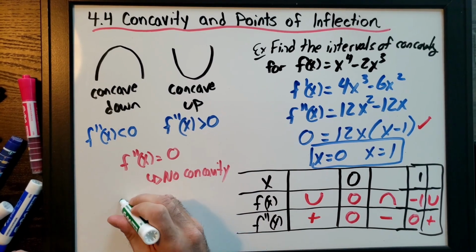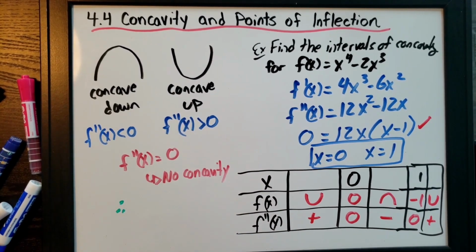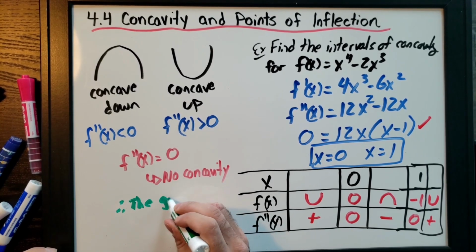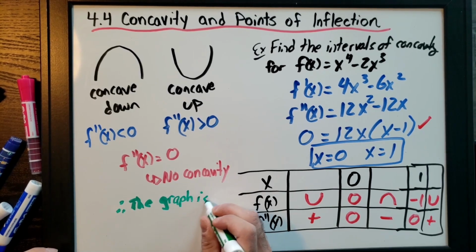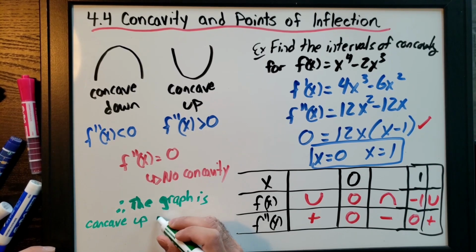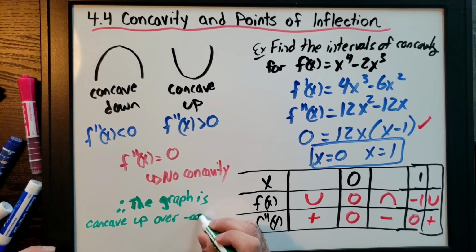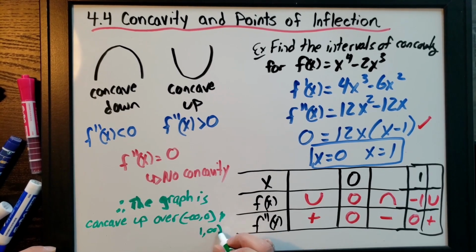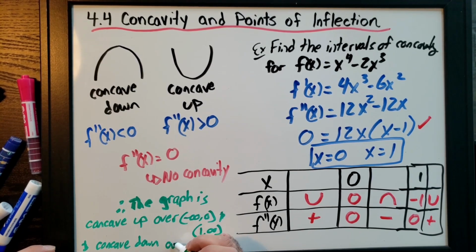Okay, so therefore, the graph is concave up over negative infinity to 0 and 1 to infinity, and concave down over 0 to 1. Okay, so I found the intervals of concavity.